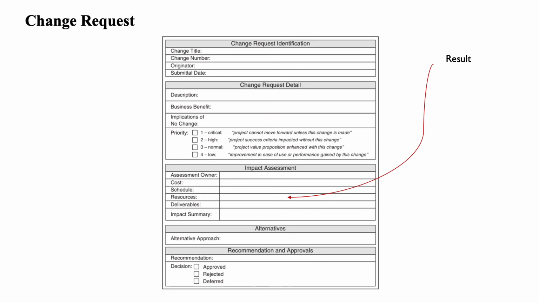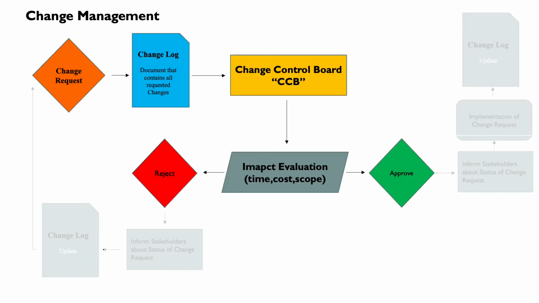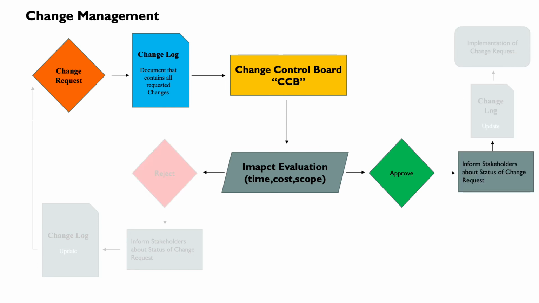Here should be introduced the result of the Change Control Board assessment, and it could be approved or rejected, depending on the sponsor's final say. If it's approved, we will inform all stakeholders about the approved status of this change, and we will update the changelog document, and we will implement the change.